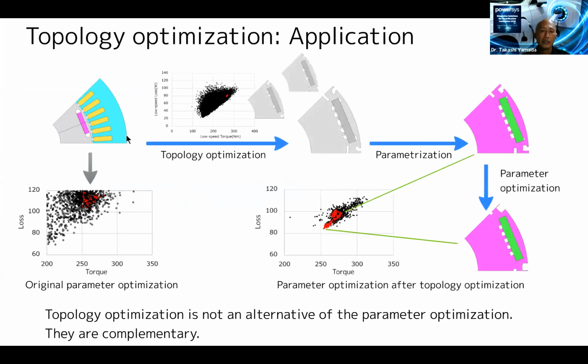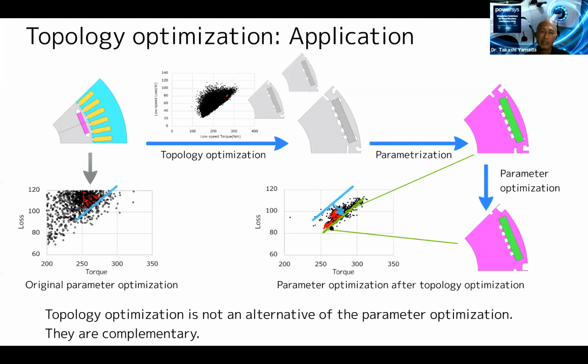But you can restart optimization with topology optimization from this one. Then this topology optimization will find some other topology. So this is a result of topology optimization. Then now you can somehow parameterize some parameter from this shape, then do further parameter optimization.